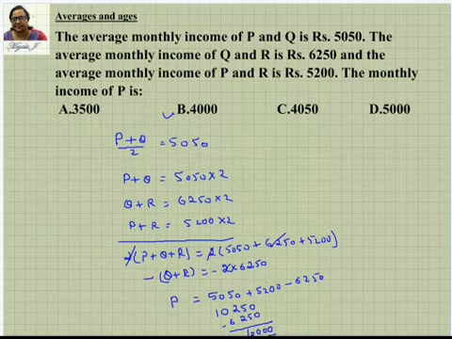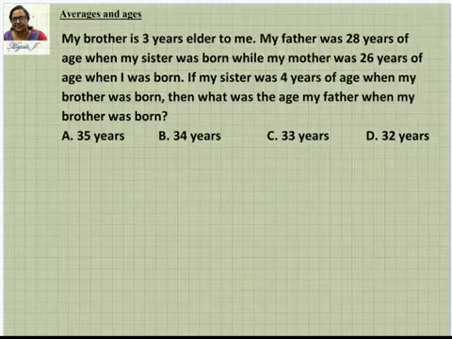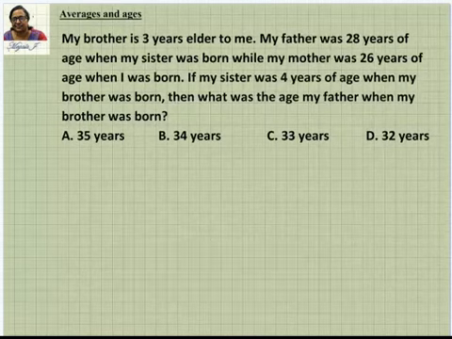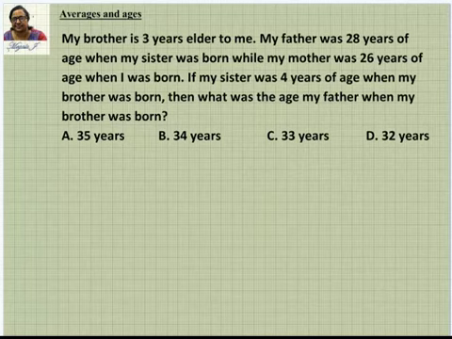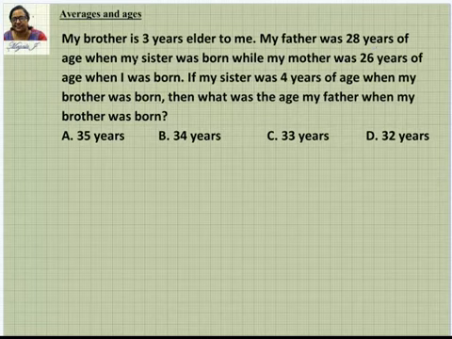Next problem. So the next one is an average problem. We just do this. Whatever the data is given first, let me see that. My brother is 3 years elder to me. My father was 28 years of age when my sister was born, while my mother was 26 years of age when I was born. If my sister was 4 years of age when my brother was born.